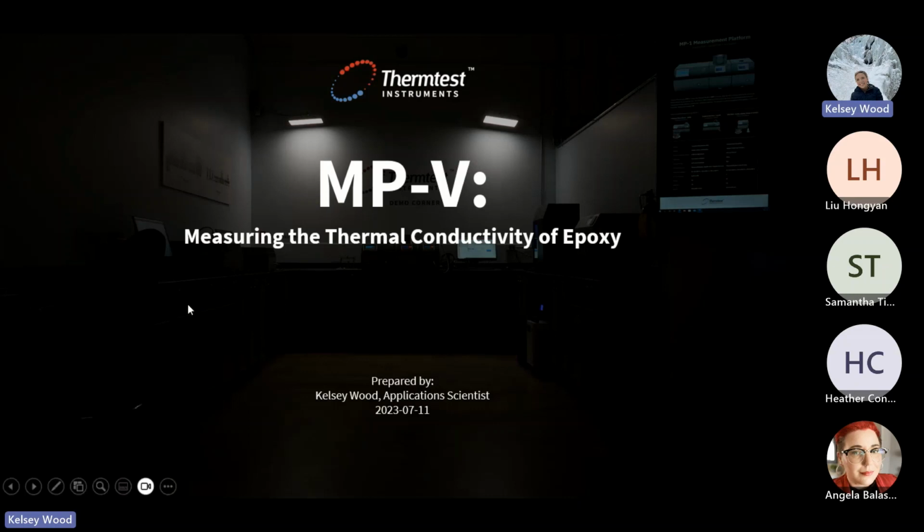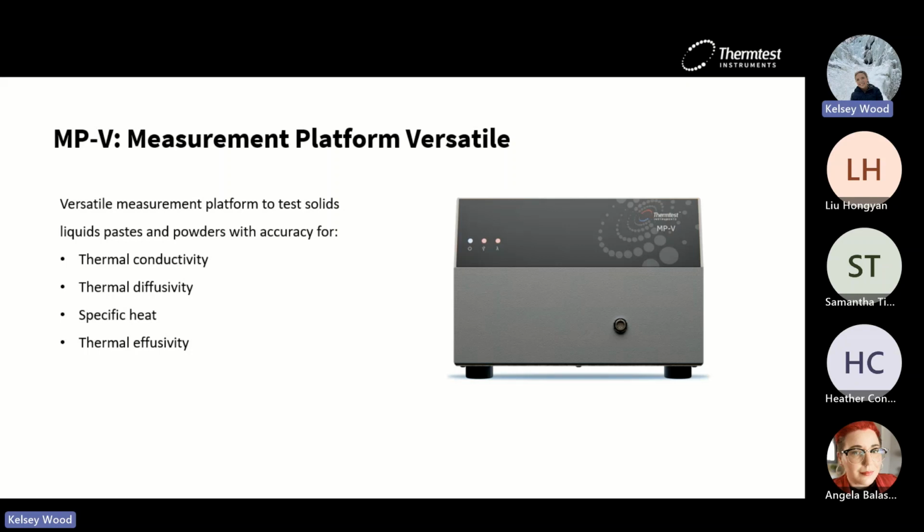So just a quick introduction to our MPV. This is our mid-range measurement platform for testing solids, liquids, pastes, and powders using the combination of the transient plane source method, the transient hot wire method, and the transient line source method. With this instrument, we're able to test for thermal conductivity, thermal diffusivity, volumetric heat capacity, and effusivity in the most straightforward and user-friendly ways possible.